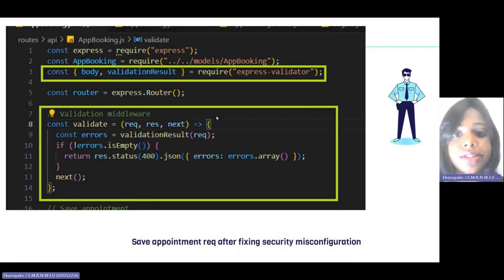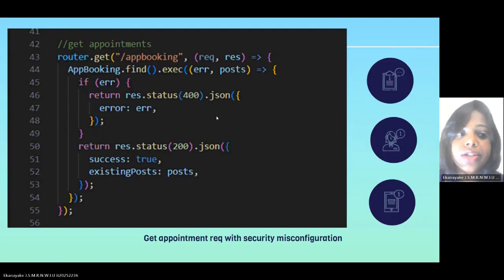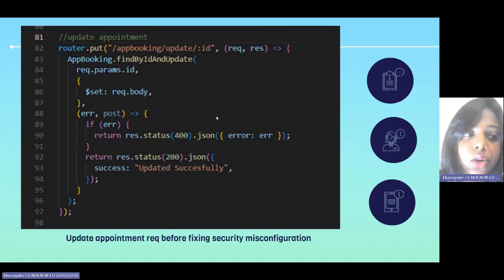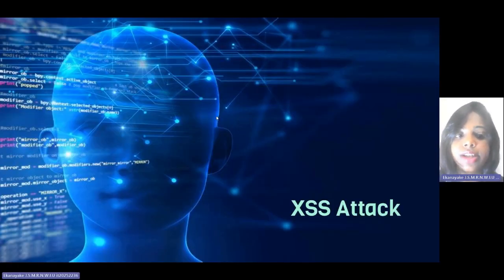So this is the code after fixing the vulnerability. For that, I have used Express validator. It is used to check that the title and the PNAME are not empty and the mobile is in the correct format, and so on. The validate middleware is used to handle validation errors. Not only in the post request, but also in the get request, update request, and delete request, it's almost the same, which means each and every endpoint includes validation to ensure that the required fields are present and have valid values. So the next vulnerability I have found is the XSS attack.